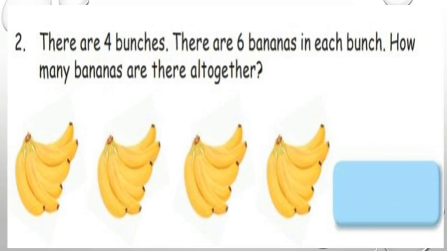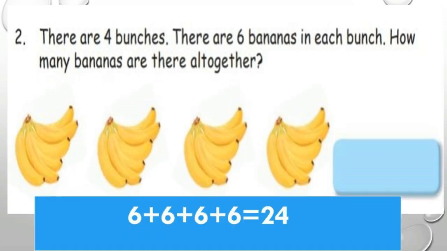There are 4 bunches. There are 6 bananas in each bunch. How many bananas are there altogether? How many bunches are there? There are 4 bunches. Each bunch contains 6 bananas. So 4 times 6. 6 plus 6 plus 6 plus 6 is equal to 24.